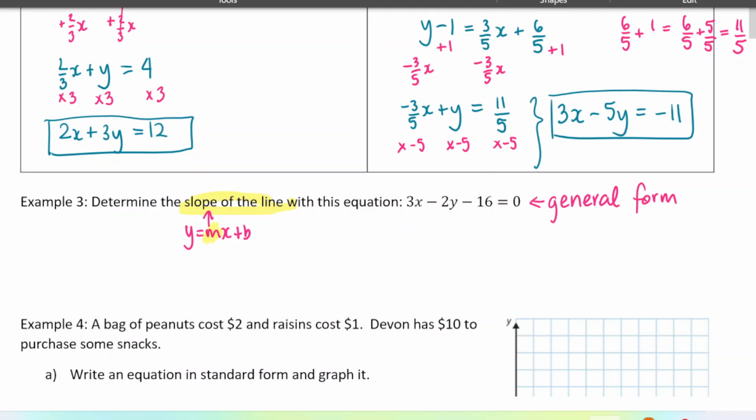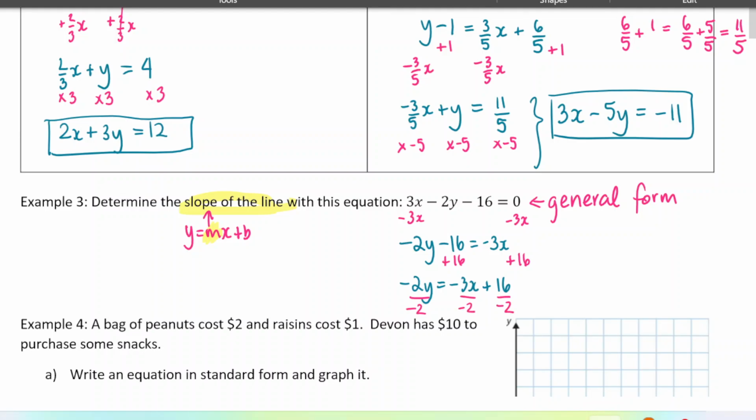Okay, so let's move some of our terms to the other side of the equation. Let's subtract 3x from both sides. And I'll have negative 2y minus 16 equals negative 3x. And then I'm going to add 16 to both sides. So I'll have negative 2y equals negative 3x plus 16. I can't add those two because they're not like terms, so I just write them separately. And finally, I divide every single term by negative 2.